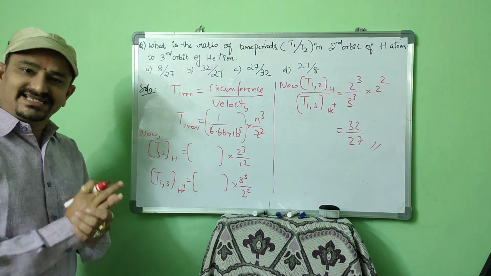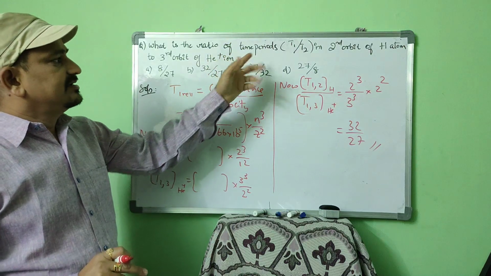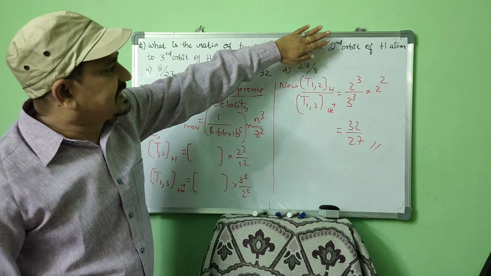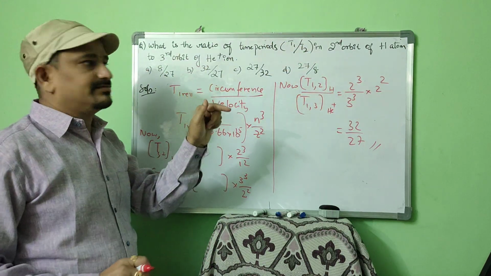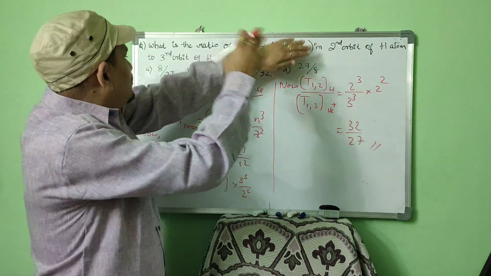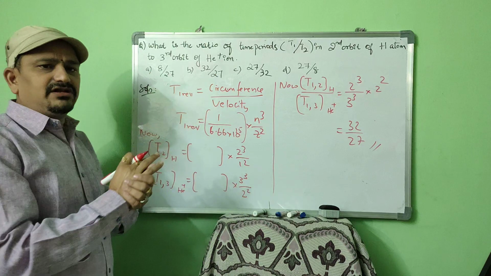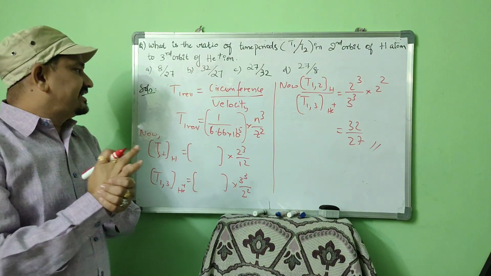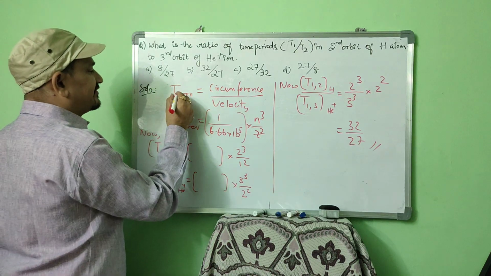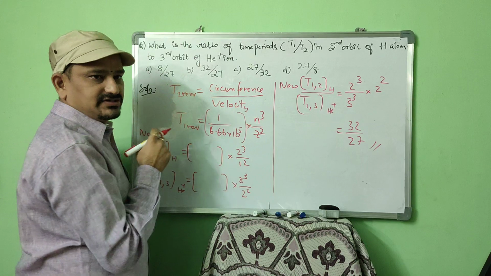So this is our next question. What is the ratio of time periods T1 by T2, the times in the second orbit of hydrogen and the third orbit of helium plus? That is, the time taken for revolution in the second orbit of hydrogen to the time taken for revolution in the third orbit of helium plus. First of all, what's the formula for the time taken for one revolution? In seconds, time taken for one revolution equals circumference by velocity.